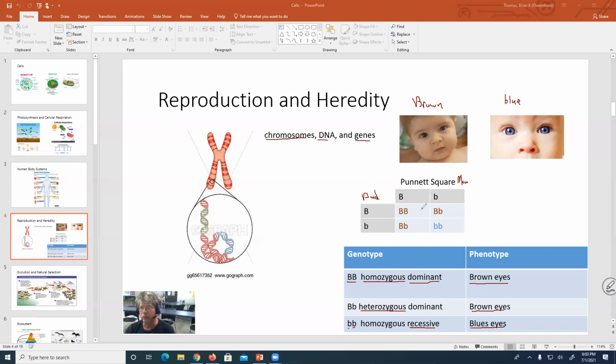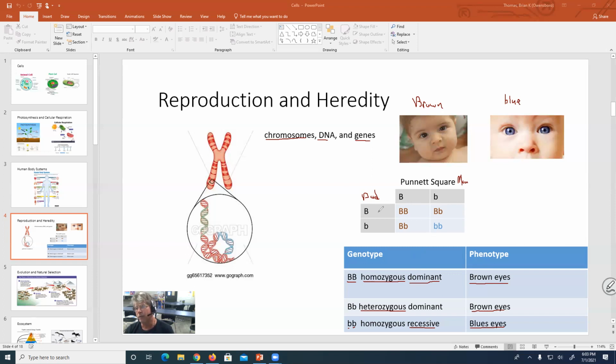Now, as far as their offspring goes, when they have a baby, these are their four options that they would have. So dad could pass on big B, mom could pass on big B. So we have a big B baby, which means that is going to be a homozygous dominant baby. In other words, he has brown eyes and or she has brown eyes, and they're only going to be able to pass on brown eyes to the next generation.